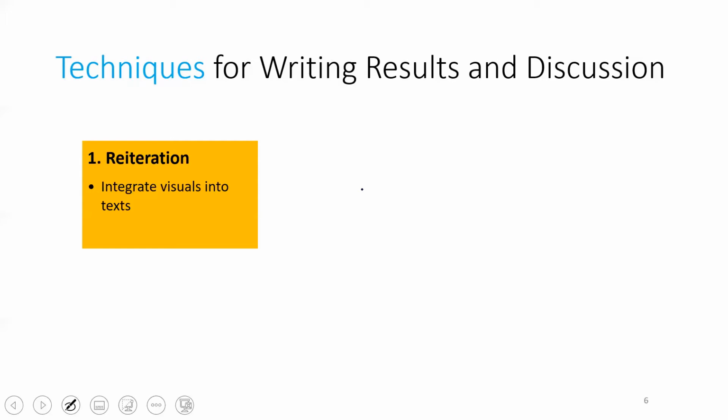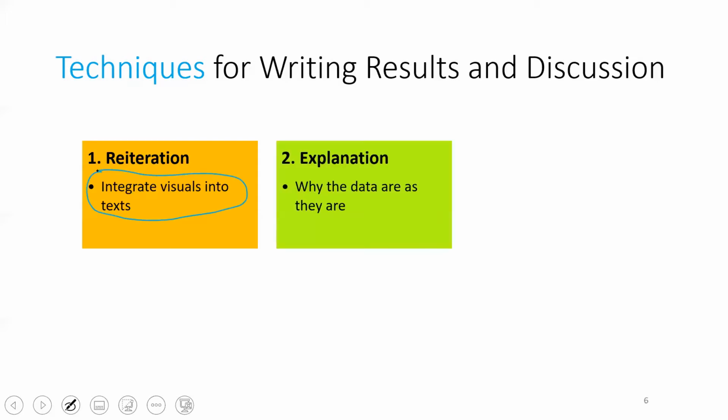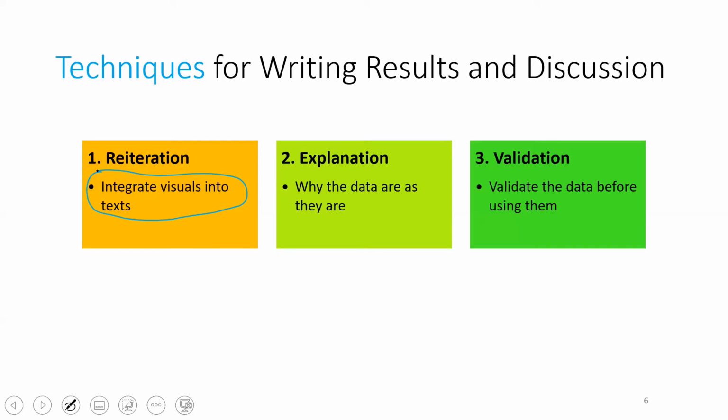In this step, you are going to integrate visuals with the text. That's only the beginning. After you explain your readouts, you need to tell people why they appear like that. Then you explain to your readers why your data is trustworthy. How do I know your readout is valid? Then you have to validate your readouts for your readers. How do you know your readouts are accurate?